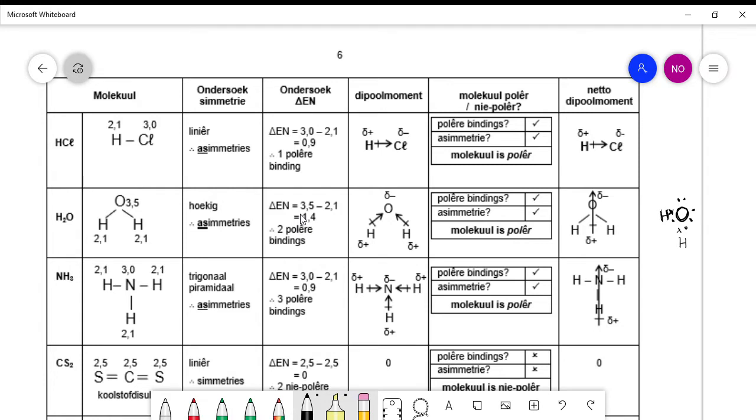On the oxygen. On this bond, where will the electrons be spending more time? So if we look at it like this, which side will be slightly positive?